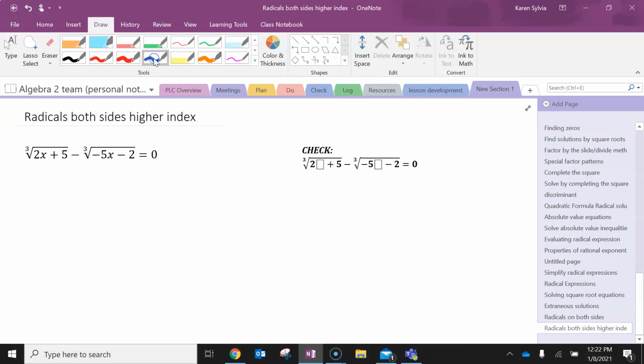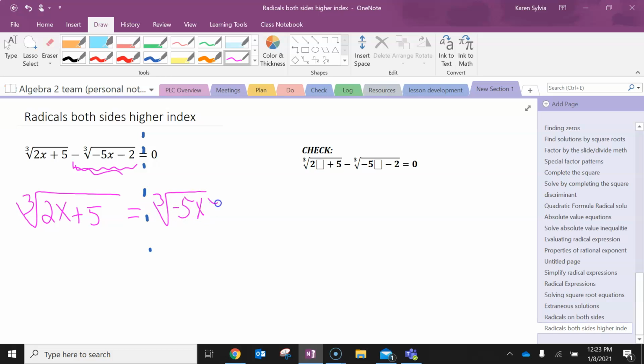The first item is getting them to the other side. So I've got the cube root of 2x plus 5 minus the cube root of negative 5x minus 2. If I have to move one of them, and the result of moving a term or any values from one side to the other results in a change of sign, I'm going to move this one here to the other side, which is going to give me the cube root of 2x plus 5 equaling the positive cube root of negative 5x minus 2.